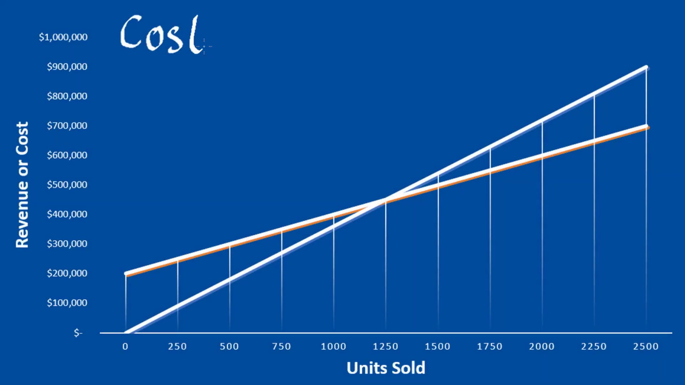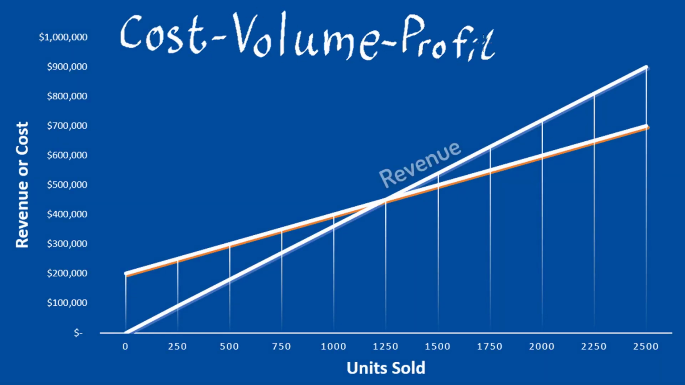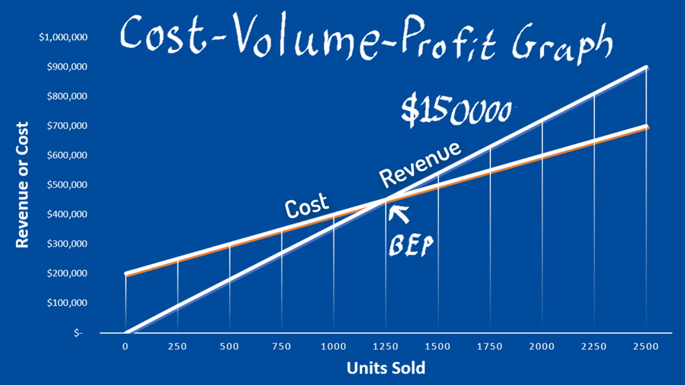The second way to evaluate this graphically is by separating the graphs into the revenue and cost graphs. Here, the break-even point is located at the graph's intersections. The target profit of $150,000 is the distance between the revenue and the cost.